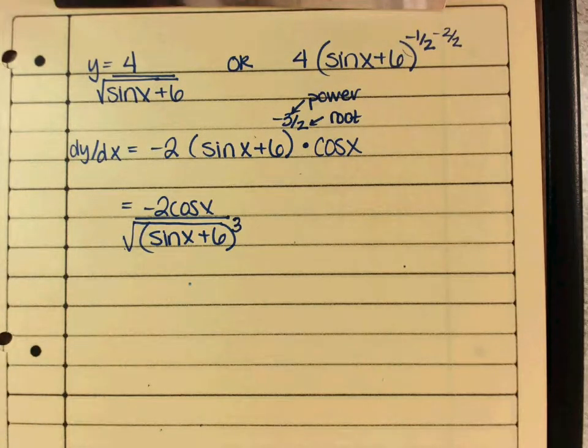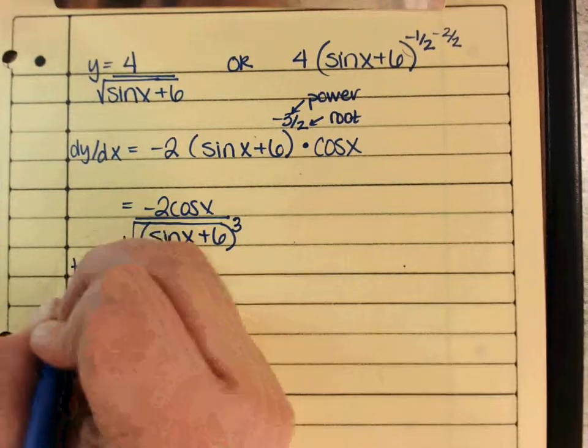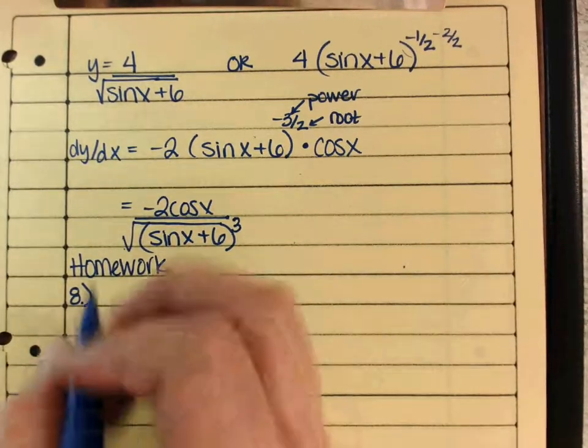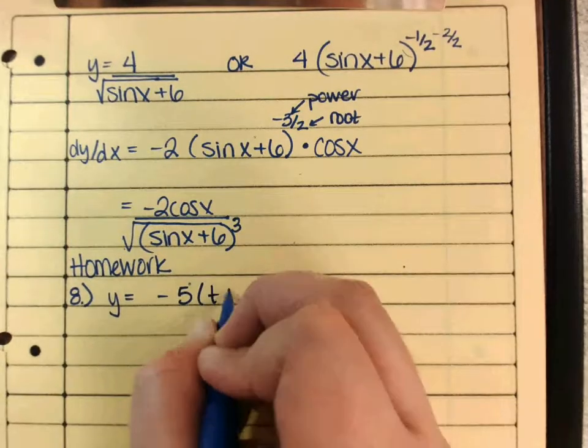Now we're going to do a couple of the harder ones. I'm going to write them up here. For those of you that don't have it, go back to your loose leaf paper, please. Okay, homework. Y equals negative 5t plus 3 squared.